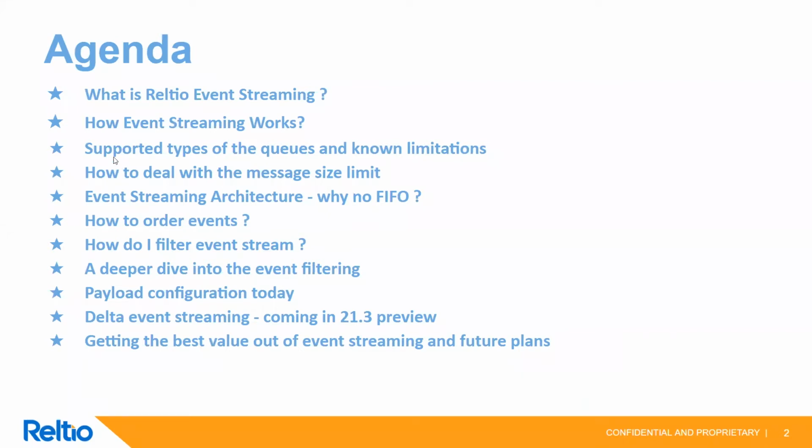Event streaming architecture, why there is no first in, first out, and what to do about it, how to order events specifically. How do I filter event stream and how filtering is working, and we will do a deeper dive into the event filtering and go through some things that are not even documented today. We are only working on documenting them, but they are already supported. Payload configuration today and in the future.